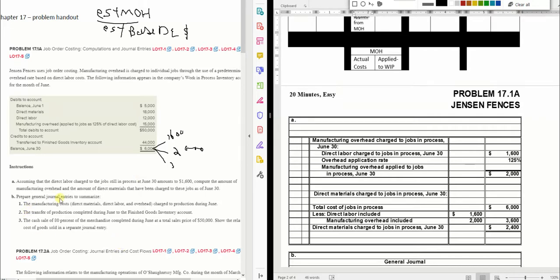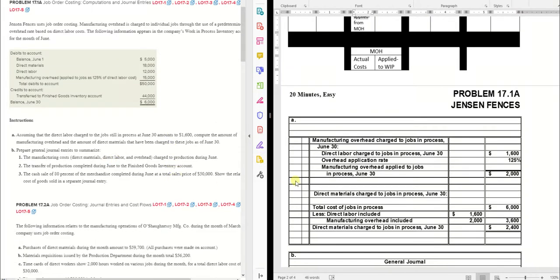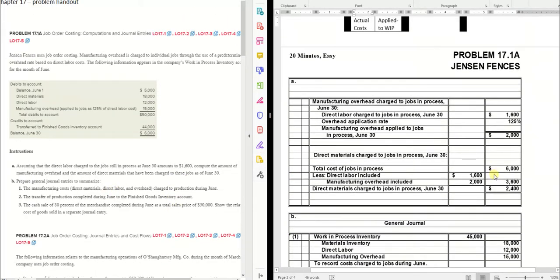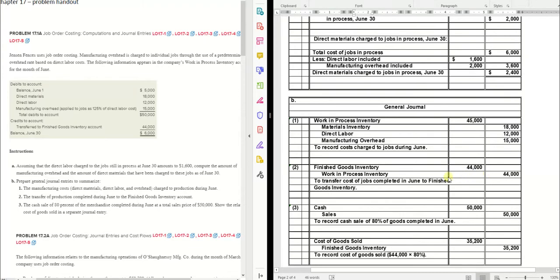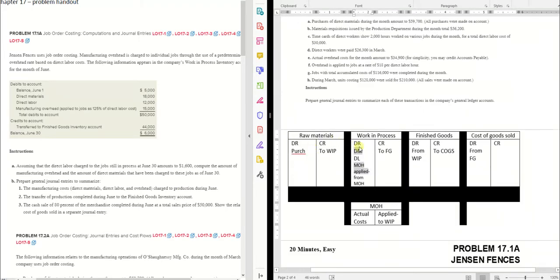All right, prepare the journal entries to summarize. So again, I can't show this, but hopefully you've written it on your paper. If you haven't, I'm not really sure why you haven't. So at this point, do it. Okay, and so think about it. The manufacturing costs are charged to production. When I'm charging them to production, this is my production right there, WIP.